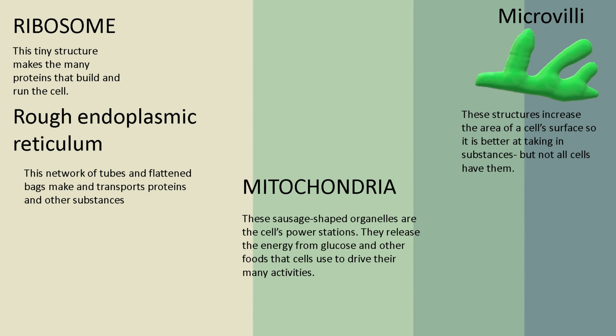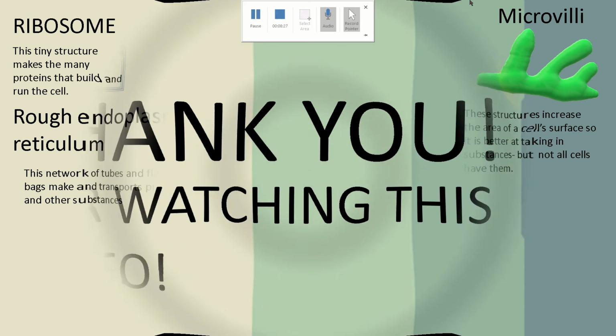So ribosome. This tiny structure makes the many proteins that build and run the cell. Then the rough endoplasmic reticulum. This network of tubes and flattened bags makes and transports proteins and other substances. Then the mitochondria, very important, guys. These sausage-shaped organelles are the cell's power stations. They release the energy from the glucose and other foods that cells use to drive their many activities.